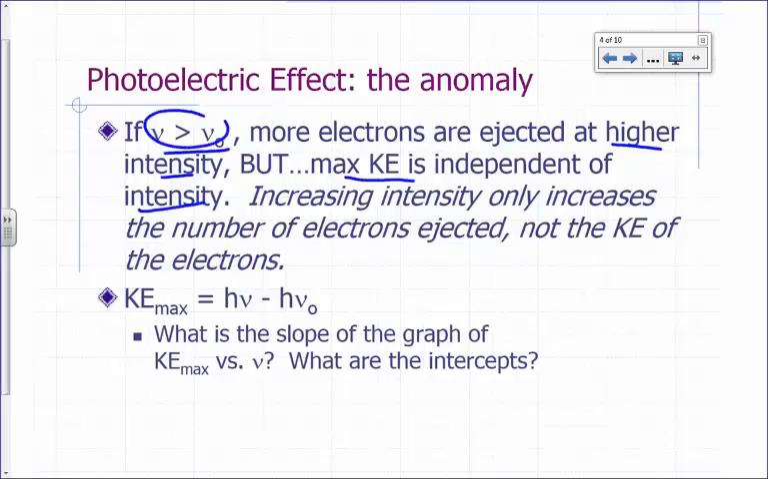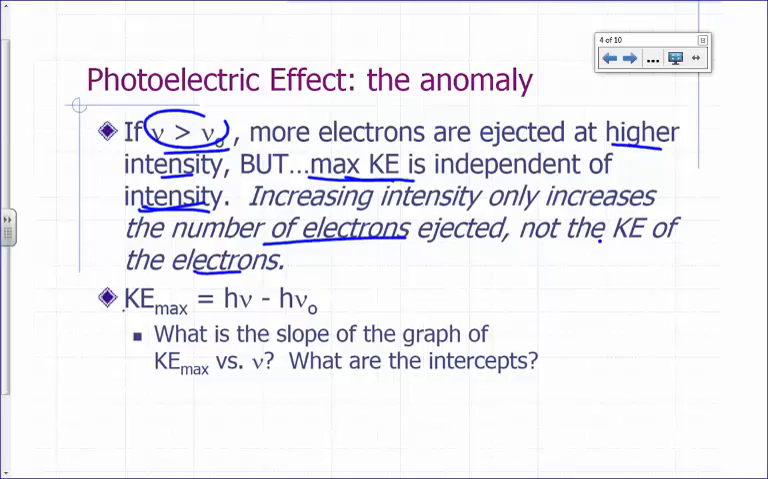So for a particular frequency, let's say for a particular frequency you can get electrons to come off. It doesn't matter how intense you make the beam. It doesn't matter how intense you make the light. The kinetic energy doesn't depend on the intensity. It only depends on the frequency. Okay? What intensity does is just gives you more electrons. So it increases the current through your circuit, but it increases the number of electrons ejected, but it does not affect the kinetic energy of the electrons.